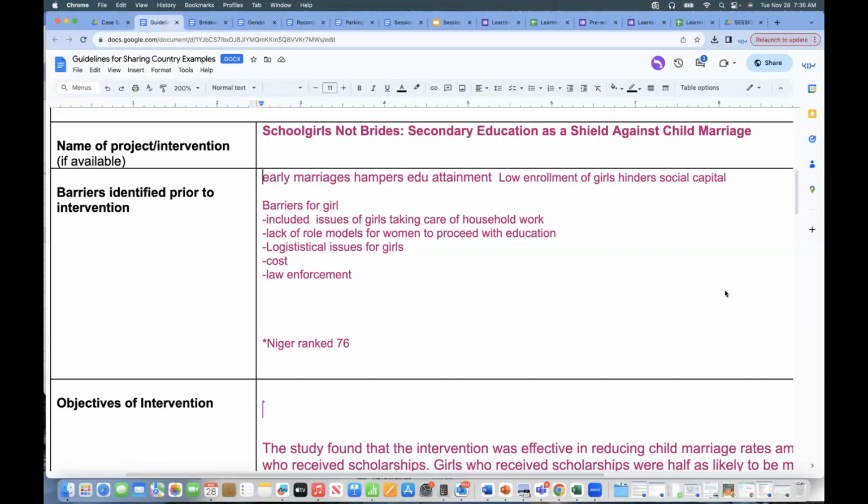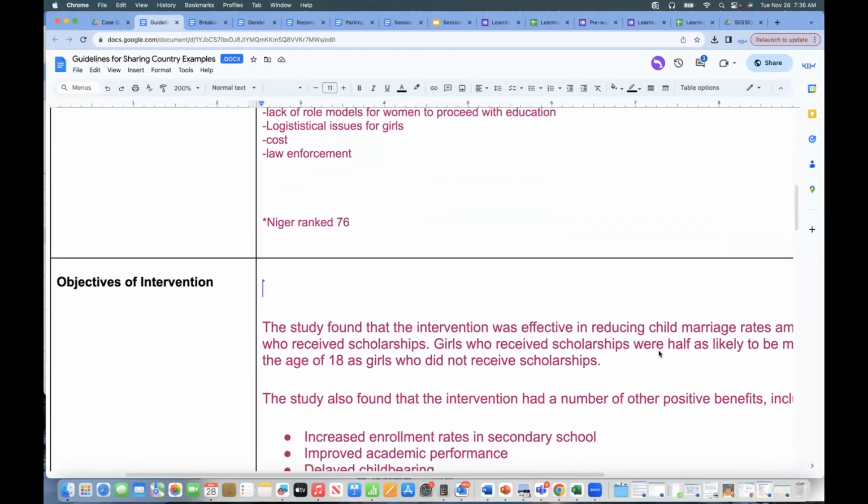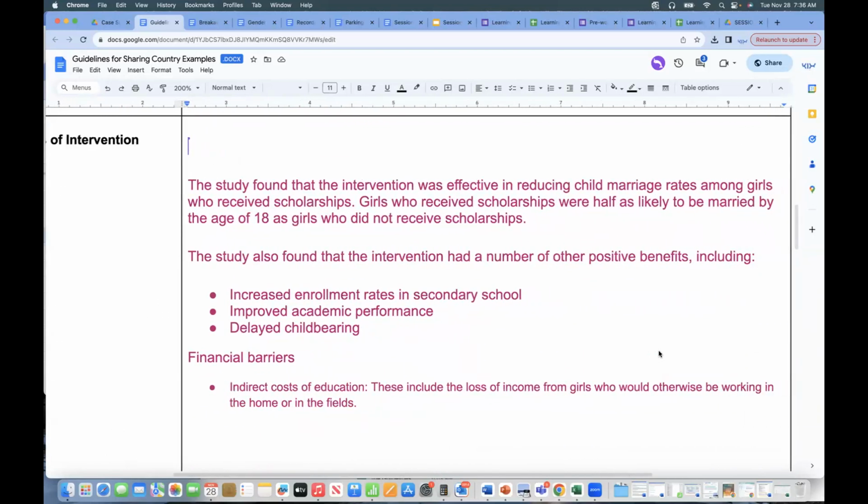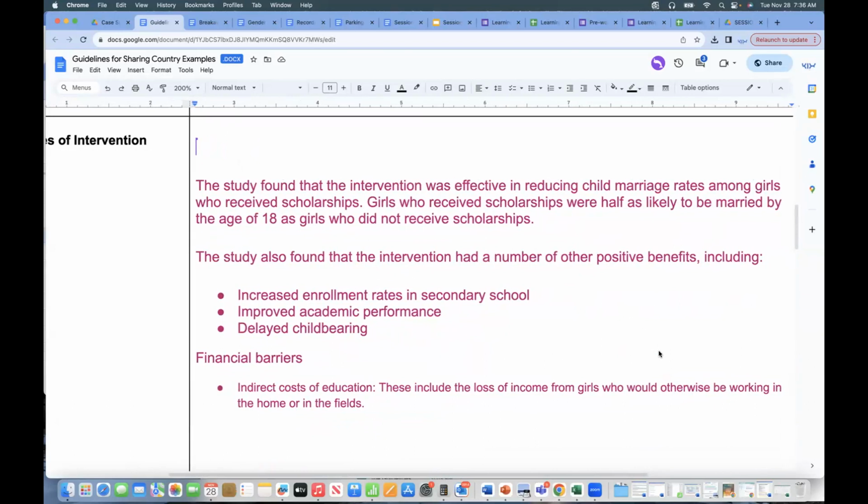The objectives of this intervention are stated below. The main objective was to find out if removing all these barriers could discourage girls' early marriages. The study found that the intervention was effective in reducing child marriage rates. Girls who received scholarships were half as likely to be married by the age of 18 as girls who did not. It also had other positive benefits, including increased enrollment in secondary school, improved academic performance, delayed childbearing, and increased life satisfaction.